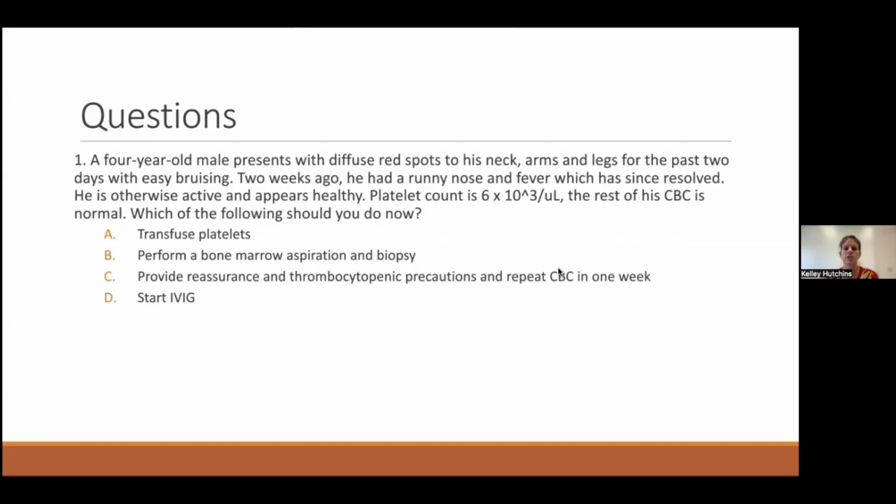His platelet count when you check a CBC is 6,000. The rest of the CBC is normal. Which of the following should you do? Should you transfuse platelets? Should you perform a bone marrow aspiration and biopsy? Should you provide reassurance and thrombocytopenic precautions and repeat a CBC in a week? Or should you start IVIG?